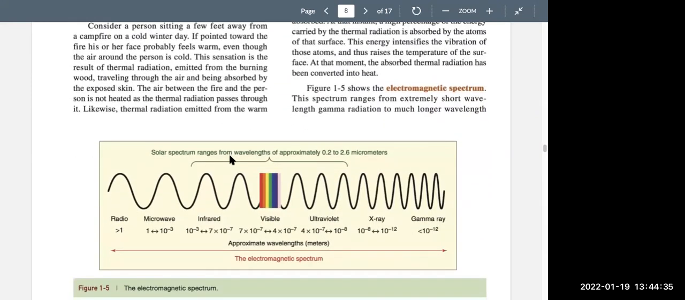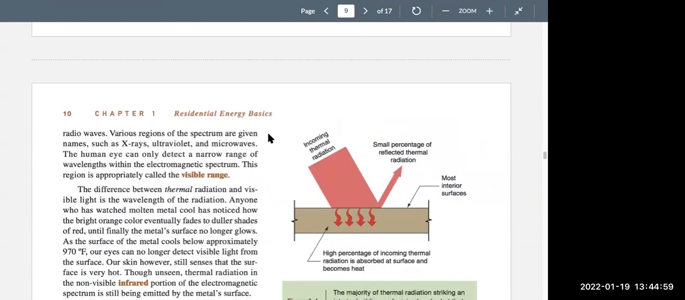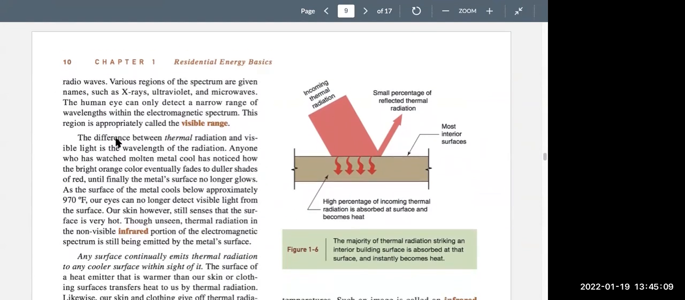This right here, we're not going to focus too much on. This is just an overall view of the electromagnetic spectrum. This is just talking about different types of light. For the purpose of this, you just need to know that some light has more energy than other light. And some light that shines on your house from the sun is going to heat your house up. It just depends on what type of light is coming through.